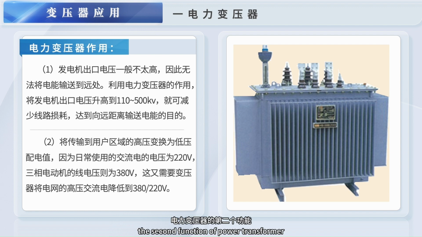The second function of power transformers is to transform the high voltage to low voltage distribution values. Because the voltage of the AC used in daily life is 220 volts, and the line voltage of three-phase motors is 380 volts, this requires transformers to reduce the high voltage AC to 380 and 220 volts. Therefore, power transformers are key equipment in the power system.